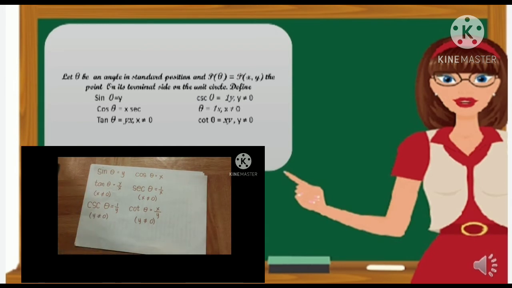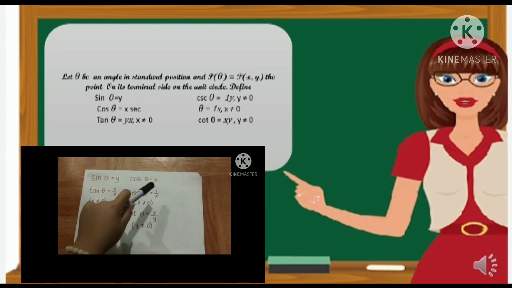Now the fourth one, we have the cosecant of theta, and this is equal to 1 over y. Again, y should not be equal to 0. The next one is called secant of theta. Secant of theta is defined as 1 over x. Make sure again that x should not be equal to 0.